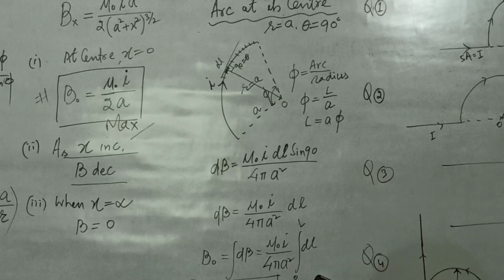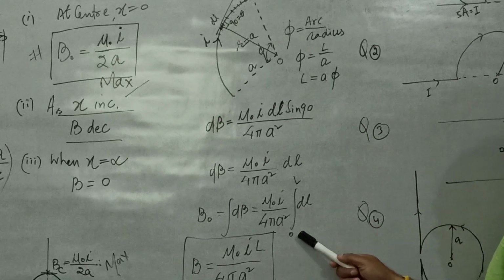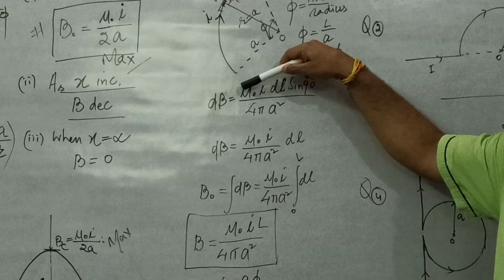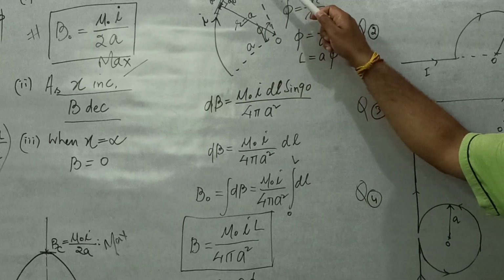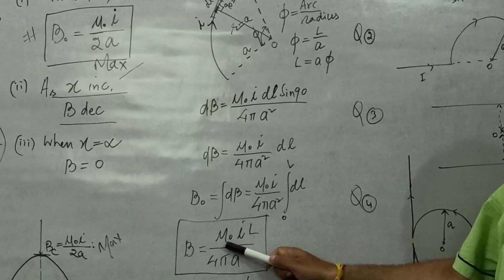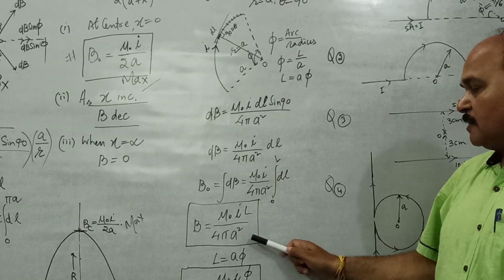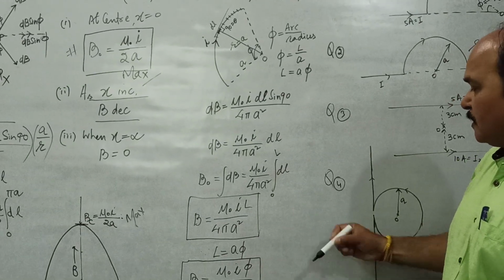When we integrate it, we get the integration of dl, and we integrate it from 0 to l, where l is the total length of the arc. So the value of magnetic field is mu naught I l upon 4 pi a square. This l can also be written in terms of the angle.